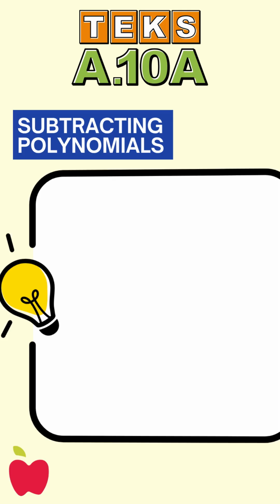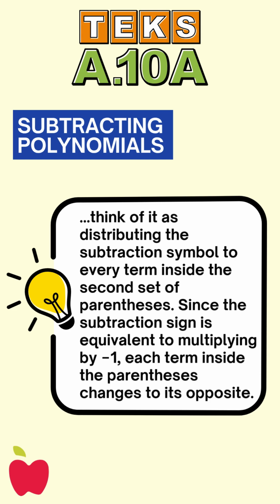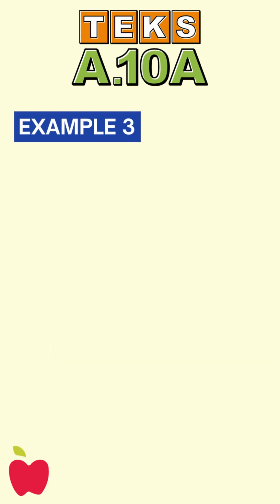When subtracting polynomials, think of the subtraction sign as being distributed to every term inside the second set of parentheses. Since the subtraction sign is equivalent to multiplying by negative 1, each term inside the parentheses changes to its opposite. Let's look at one more example.